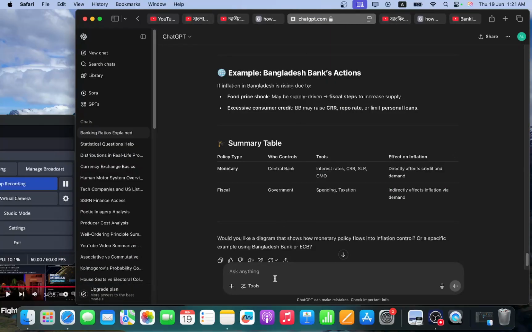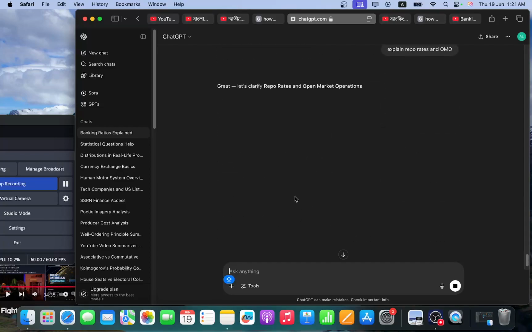Because I remember someone had explained this in the following manner, that the government probably takes some actions. For instance, like what is, okay, let me just ask: explain repo rates and OMO. Let's see what it does.